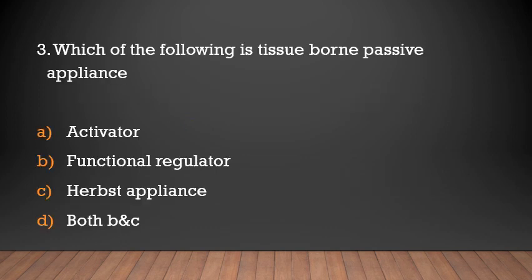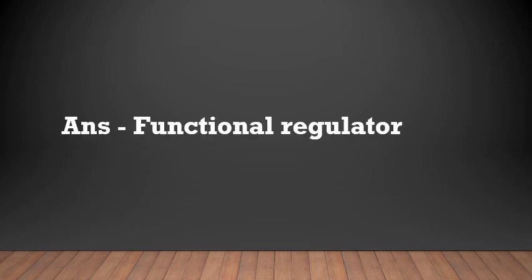Which of the following is a tissue-borne passive appliance? Activator, functional regulator, Herbst appliance, both B and C. Functional regulator. Functional regulator is a tissue-borne passive appliance.